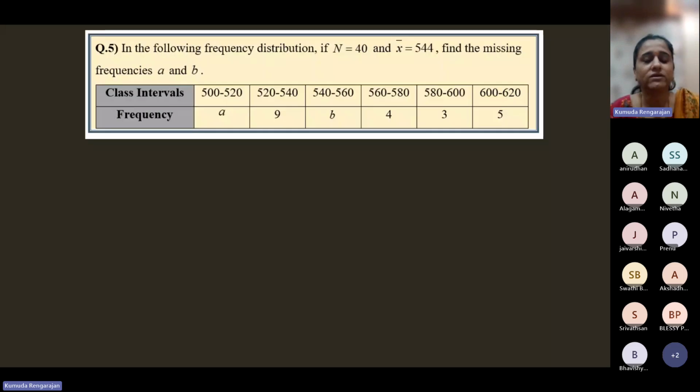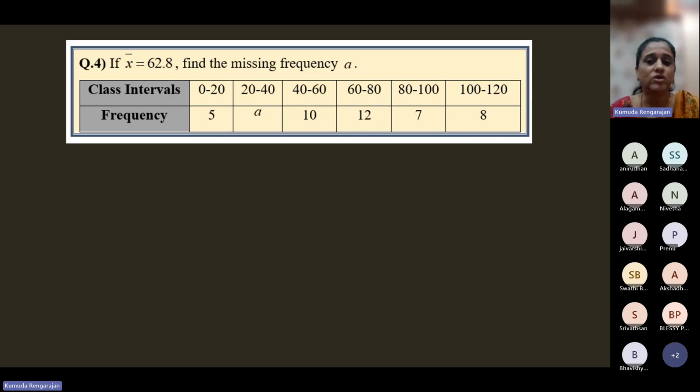In the next one, we'll have to find the values of two missing frequencies, A and B. So here you have two pieces of information given to you. One is the mean, and then the total of the frequency column. Here, the total of the frequency column was not given to us, because if that is given, then you can subtract and find the value of A.